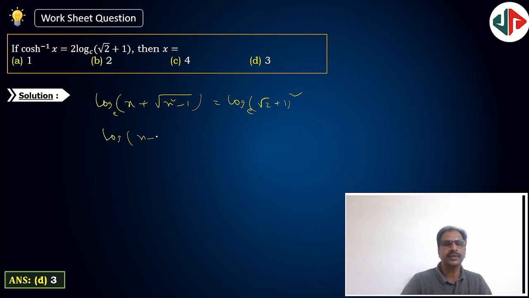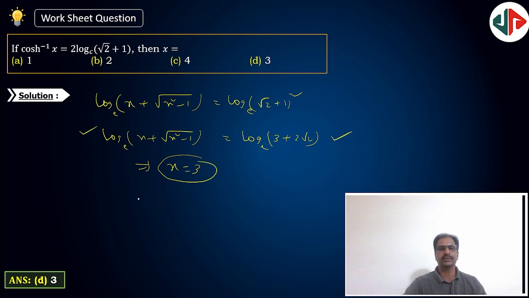So log of x plus root of x square minus 1 base e is equal to, if you expand root 2 plus 1 whole square, you get 3 plus 2 root 2. By observation, comparing this, the x value will be 3. So option D is correct. This is 2 log base e.